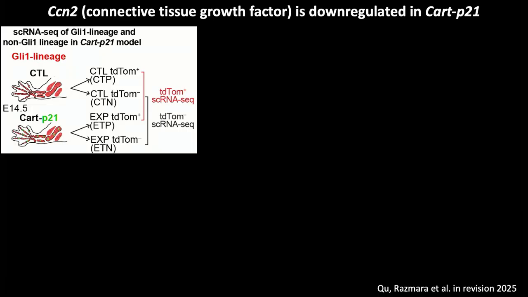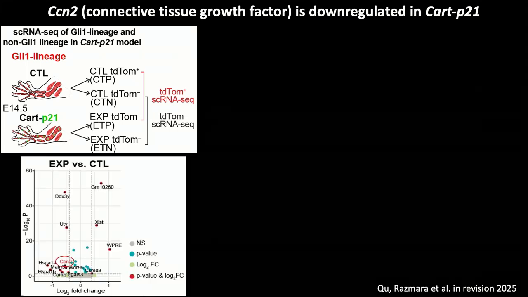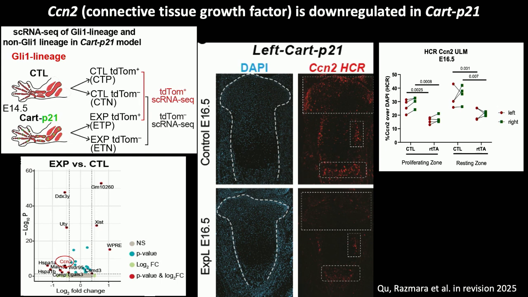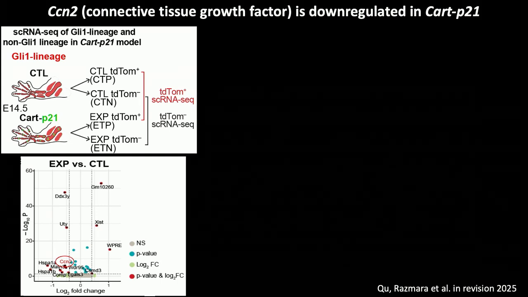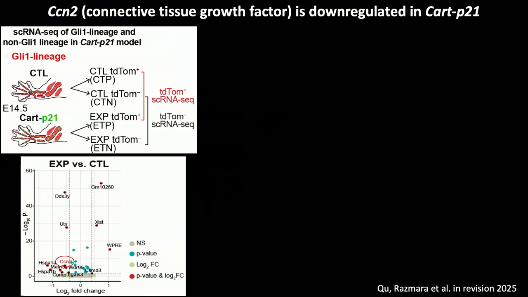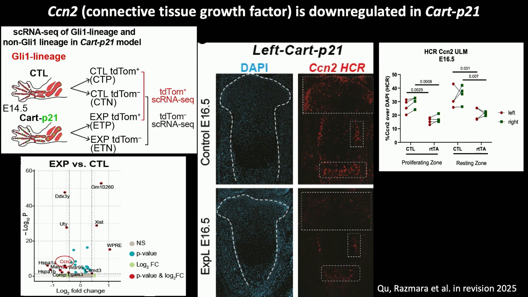Finally, to reveal how that happens, we did another single-cell RNA-seq, in this case separating tdTomato positive and negative cells in control and experimental animals. And long story short, by doing pseudo-bulk analysis, we found some interesting expression changes. One of them was CCN2, or connective tissue growth factor, which was downregulated in the experimental animals, as you can see here. So CCN2 is normally expressed in the resting, proliferative, and in the transition between cartilage and bone, and it was heavily downregulated, and this is quantified here, in the experimental animals.